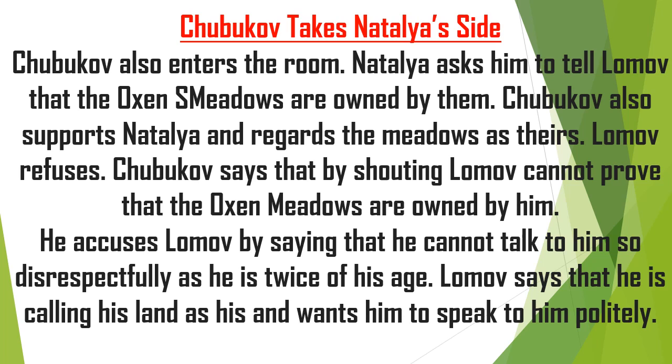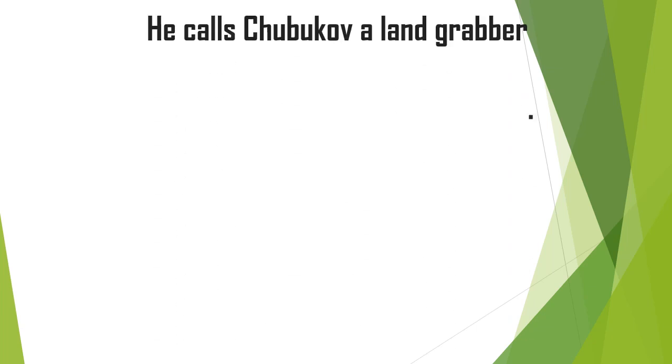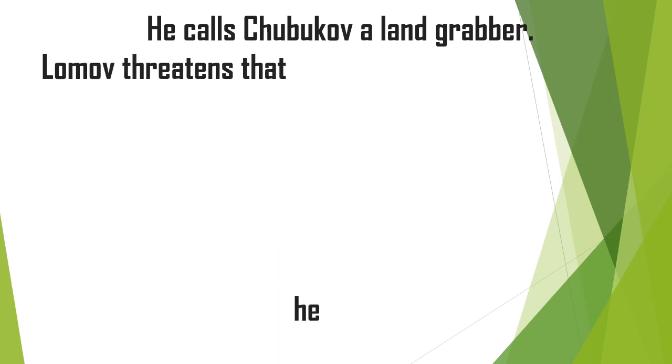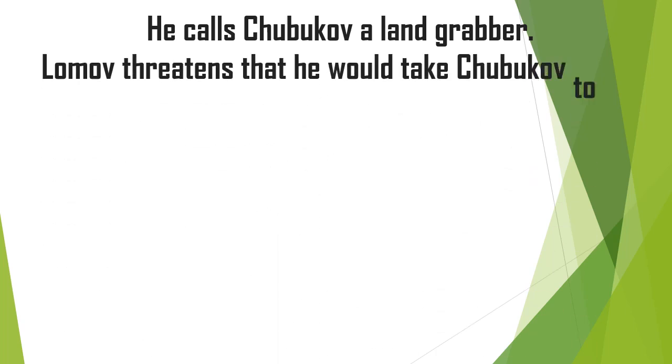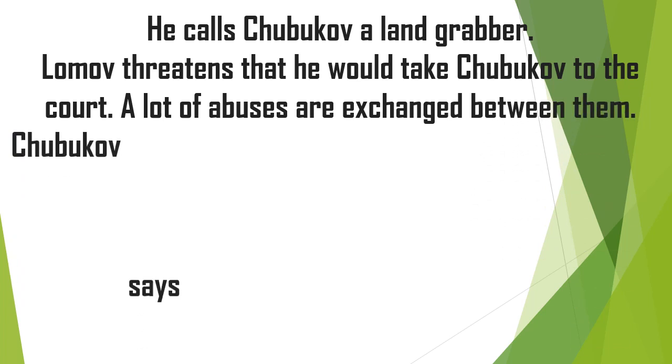So Chubukov enters the room, and he also takes Natalia's side, because Chubukov was Natalia's father. He also said that the oxen meadows were theirs. Lomov calls Chubukov a land grabber. Lomov threatens that he would take Chubukov to court. A lot of abuses are exchanged between them.